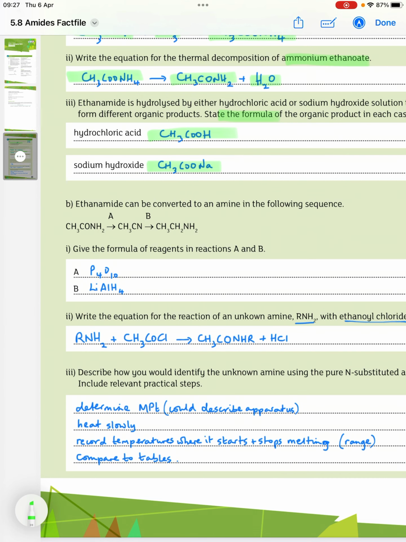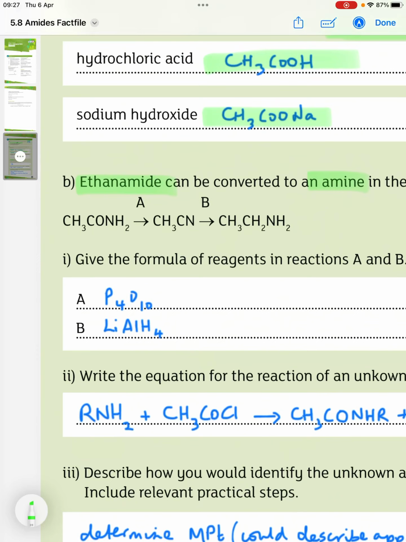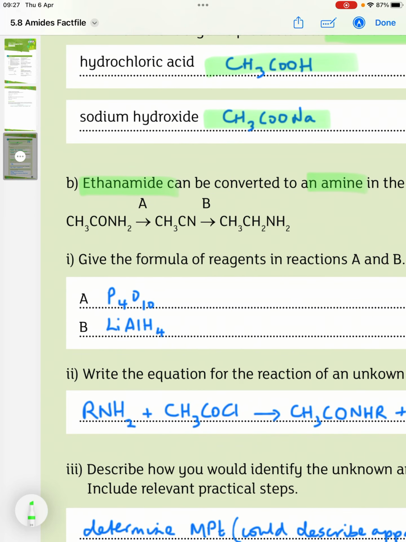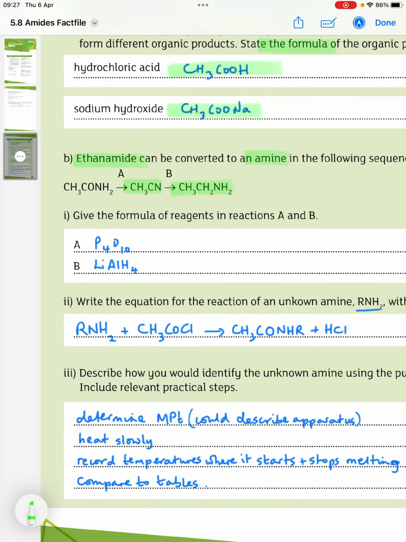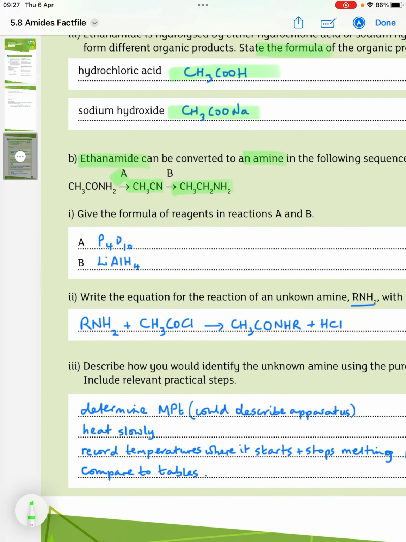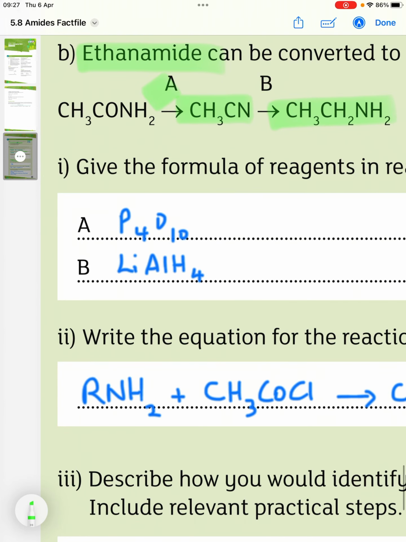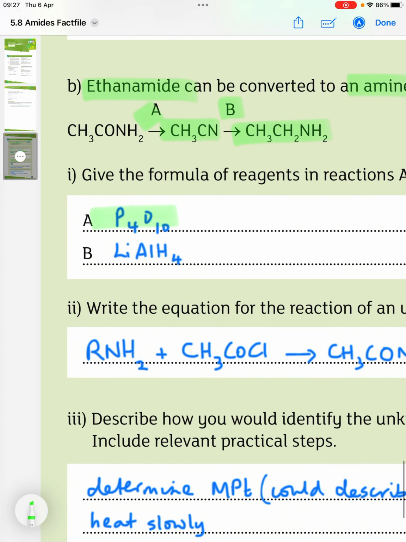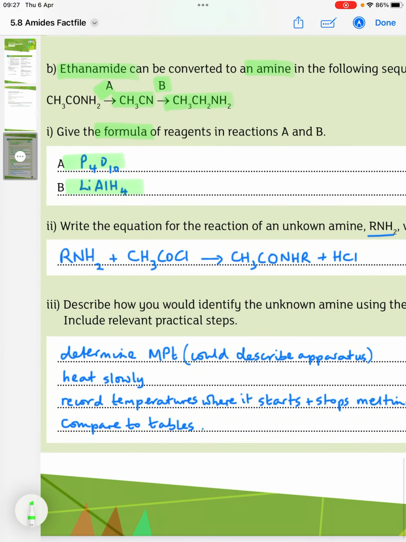Next, it tells you ethanamide can be converted to an amine in the following sequence. And we've got two steps here, first going to a nitrile and then to an amine. So give the formula of the reagents in A and B. So in A, it's phosphorus pentoxide, so P4O10, and in B it's LiAlH4. Again, it says give the formula, so be careful that you do that and don't write the names.